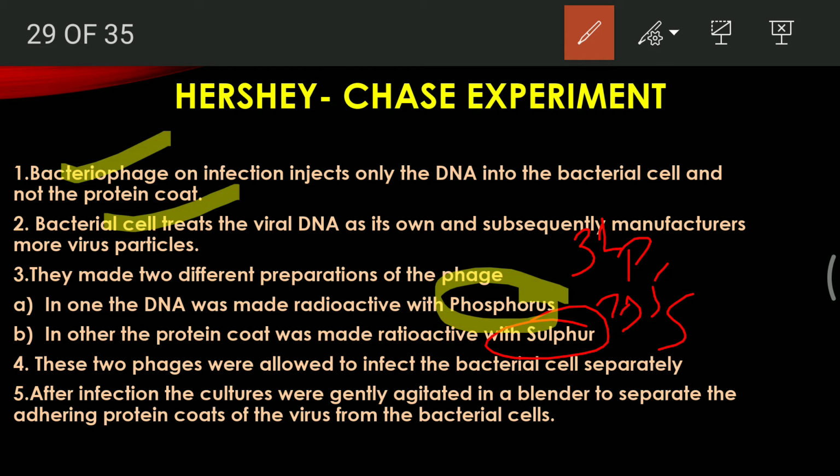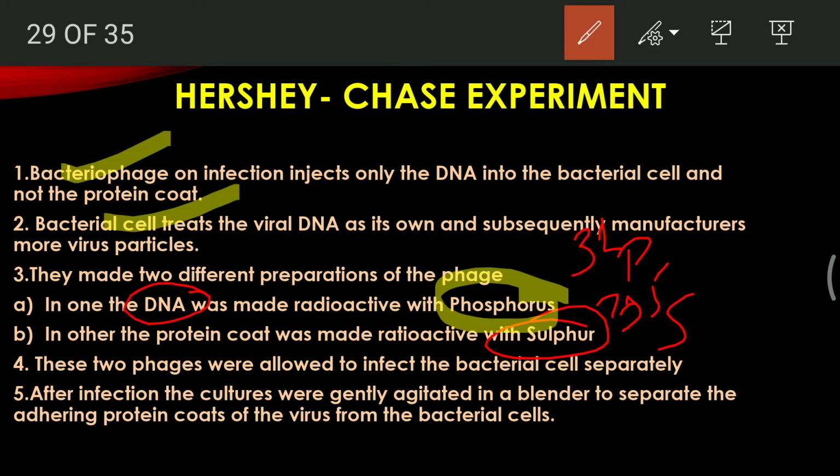Now, children, two things you have to remember. First thing is, where is phosphorus present in a DNA? It is present in the backbone, exactly. And sulfur is present in the protein coat. Now, these two things have to be kept in mind.